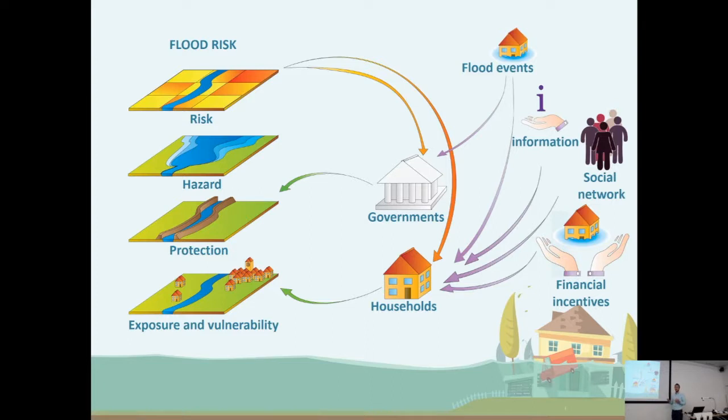And this is, of course, also influenced by different components. So a flood event, which is one of the biggest determinants of whether or not governments or households will adapt, but also the information that is available will play a role in what people will do. Their social network: if your neighbor protects their house against the flood, you might be more inclined to protect yourself as well. And maybe some financial incentives.